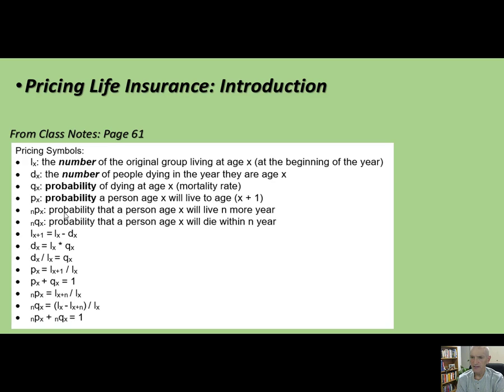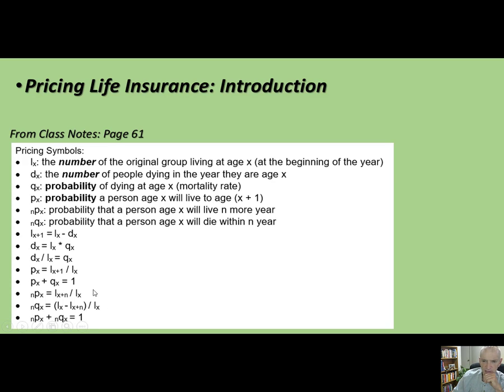NQX is just the exact opposite of that. It's the probability a person age X today will die within the next N years. So if we're doing 20Q30, then someone alive today at age 30, the probability they'll die sometime between now and their 50th birthday. We don't know exactly when, but just a probability of them dying anytime during that time. And obviously NPX and NQX have to equal 100%, just like QX and PX have to equal 100%. So the Q's and the P's are all probabilities. The LX and DX are actually number of people.